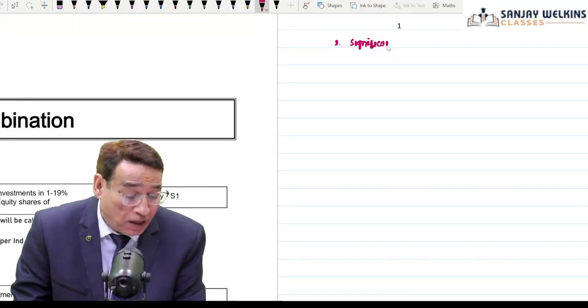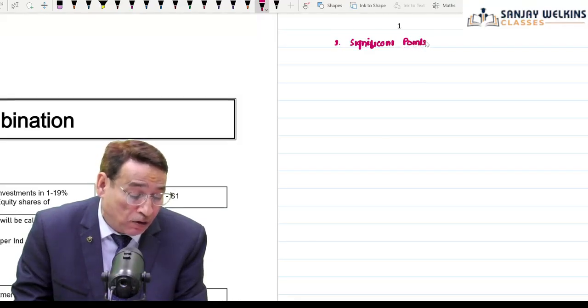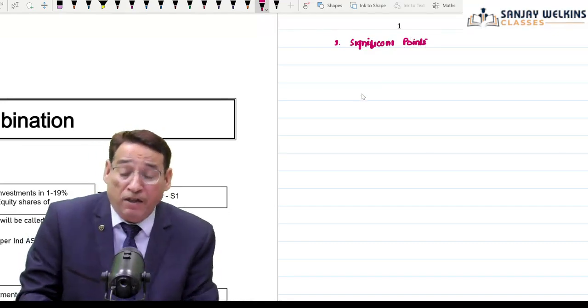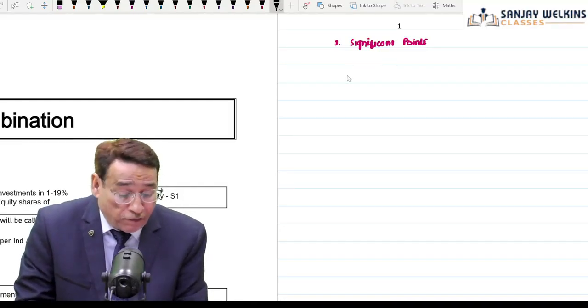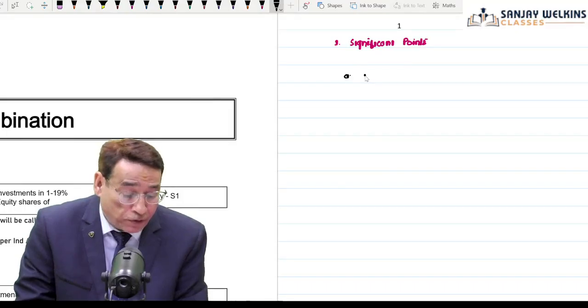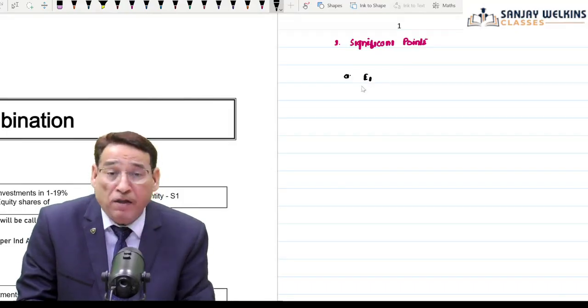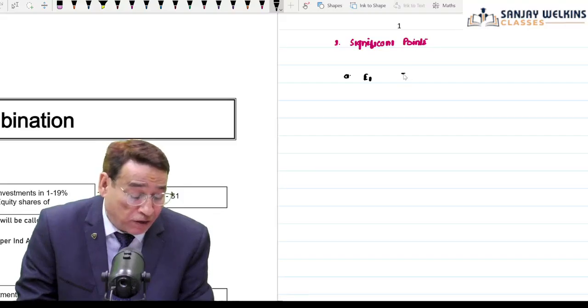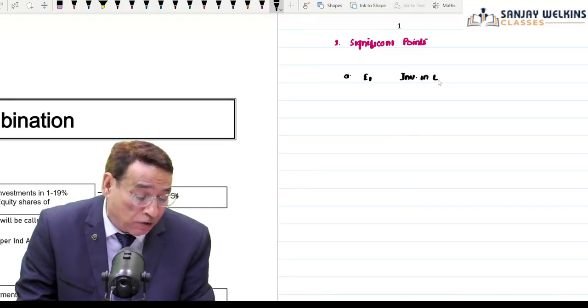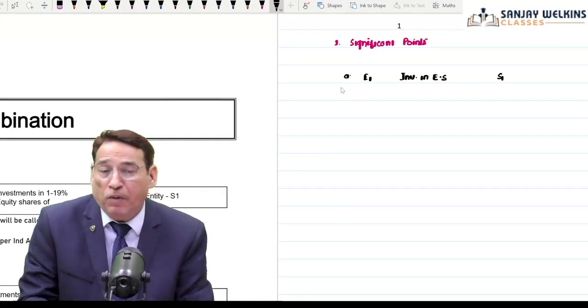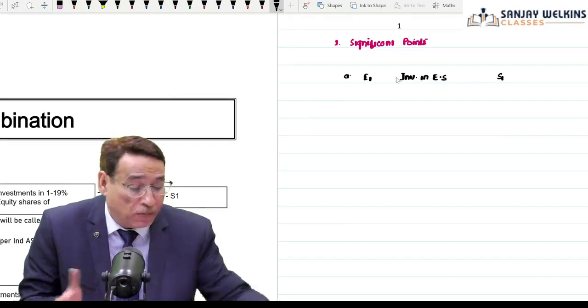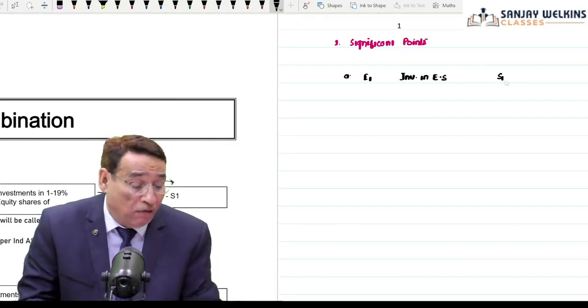Significant points. As a professional student, you need to be well aware of all these points before you are able to understand formidable chapters like Ind AS 103 and Ind AS 110. Correct? So, to explain the significant points, just have a look over here. I presume that there is an entity by the name of E1. I further assume that this entity has made some investments in equity shares of S1 Limited.